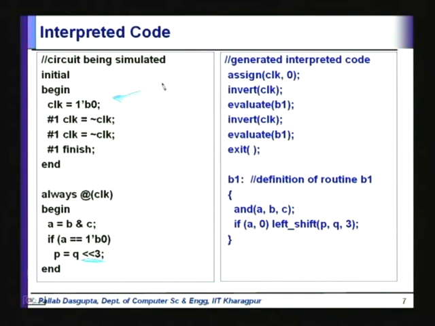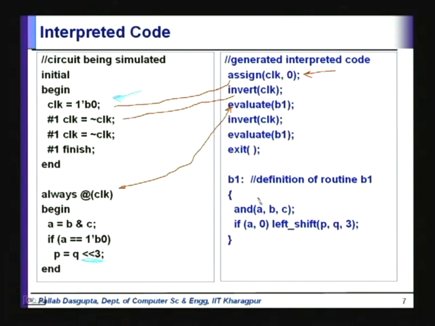Now, let us see what a generated interpreted code would look like. Initially we assign clock 0, so this corresponds to this. Then we invert clock. That is because from here to this #1 there is actually no event. You see, clock is assigned 1'b0, thereafter for 1 unit of time there is no other activity. After that the clock changes, that is this invert clock. What happens when this clock is inverted? That triggers this one and results in the evaluation of this. That evaluation is captured under this evaluate B 1. So, this whole thing is this.